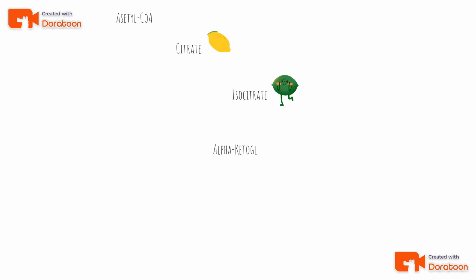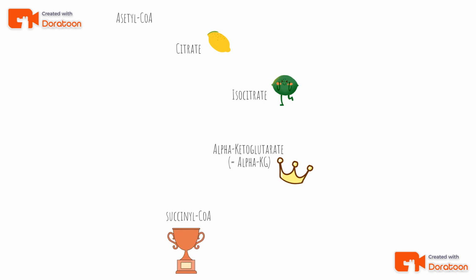Alpha-ketoglutarate. You can also call this one alpha-KG. KG reminds me of the word king. Succinyl-CoA. Succinyl sounds a bit similar to the word success, which the cup represents. Succinate is a similar word as earlier. Let's add a mouth for the ending.